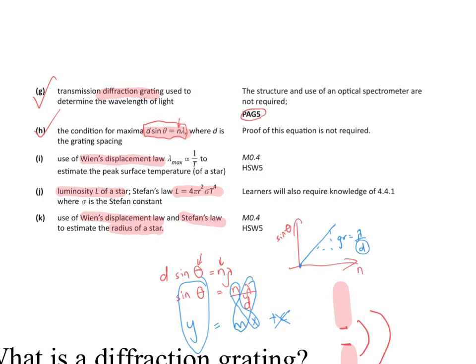Okay, so going back to the learning objectives, we have looked at Wien's displacement law and what it means. It has to do with the peak wavelength and the surface temperature. We also looked at Stefan's law and how we can use the two to figure out the radius of a star.